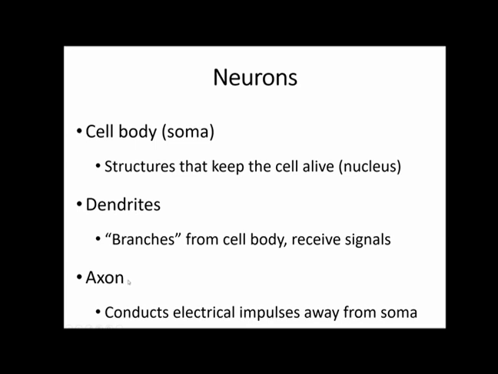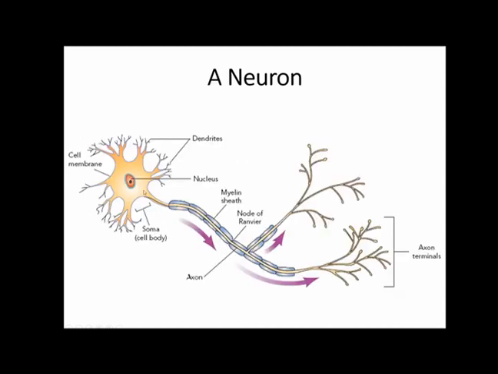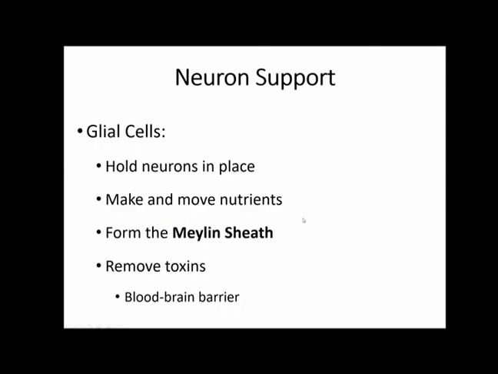And an axon conducts electrical impulses away from the soma or the cell body. And so that's that motion this way, away from the cell body and towards the end of our axons, or the axon terminals. It is where the axons terminate or end. And we'll come back to some of these other portions here, actually right away on the next slide.